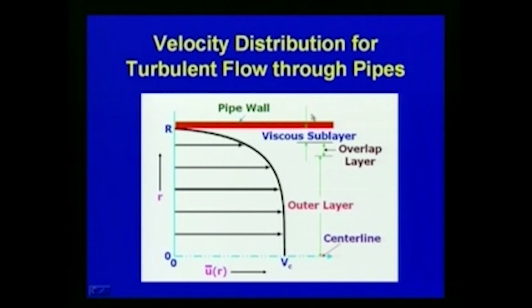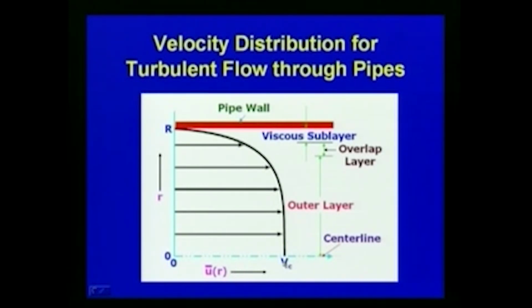Now, if you plot the velocity distribution for turbulent flow through pipes, here this is the pipe wall and this is the central line, and with respect to r, the capital R is the radius and small r is the radius at various locations from the center line. This velocity variation, the velocity distribution for turbulent flow, will be parabolic like this.